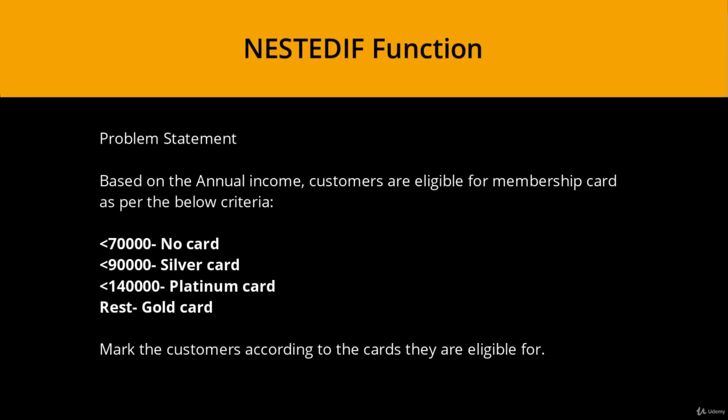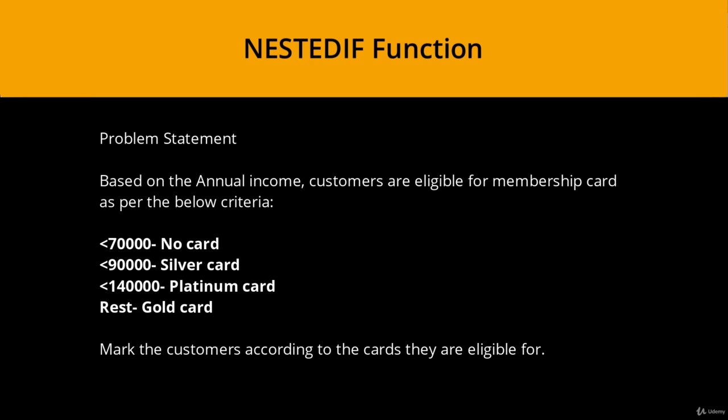Problem statement. Based on the annual income, customers are eligible for membership card as per the below criteria. If the annual income is less than 70,000, then the customer is not eligible for any card. If the income is between 70,000 and 90,000, then the customer is eligible for a silver card, and if the income is between 90,000 and 140,000, the customer is eligible for a platinum card, and customers with income greater than that are eligible for gold card.